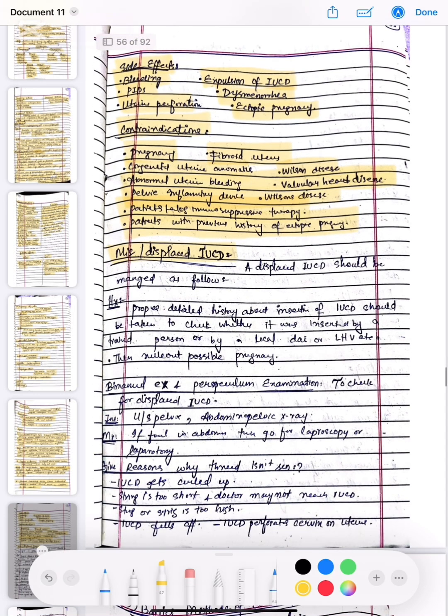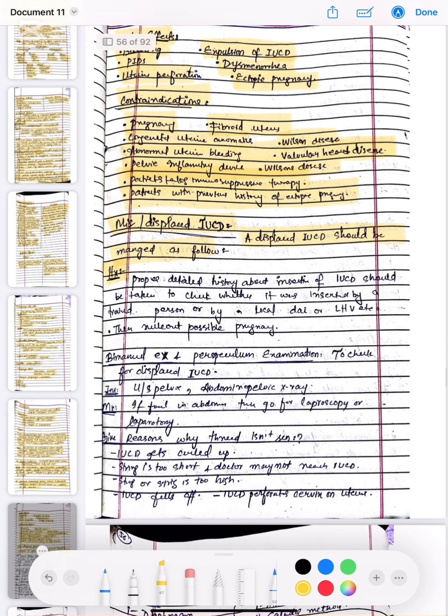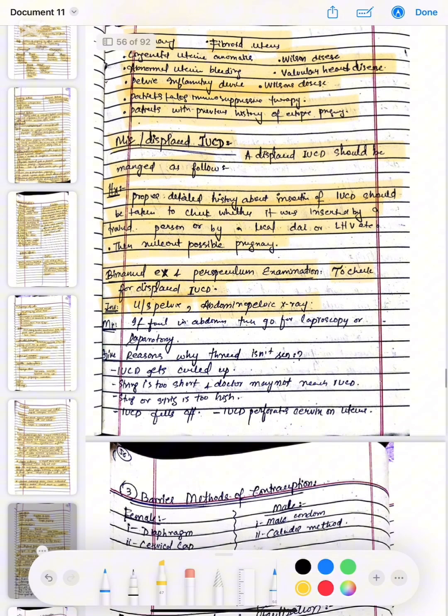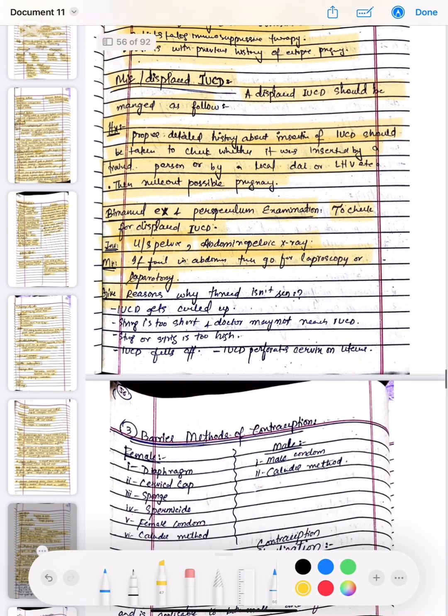Now, a displaced intrauterine contraceptive device should be managed as follows. A proper detailed history about the insertion of the IUCD should be taken, to check whether it was inserted by a trained person or by a local dai or LHV, etc. Then rule out possible pregnancy. Then bimanual examination and per speculum examination are done to check for a displaced IUCD. The investigations are ultrasound pelvis and abdominopelvic X-ray. For management, if it is in the abdomen, go for laparoscopy or laparotomy.